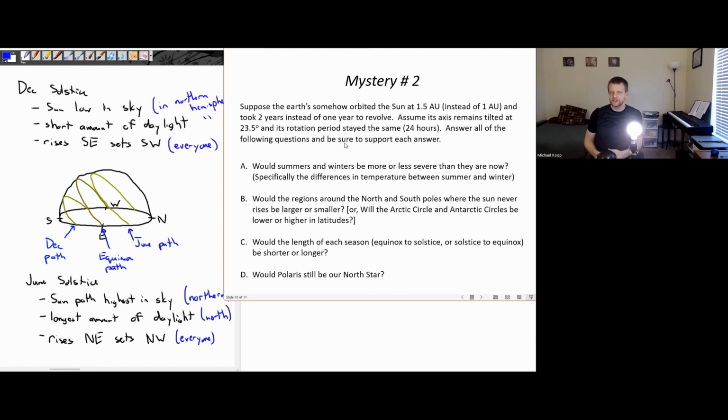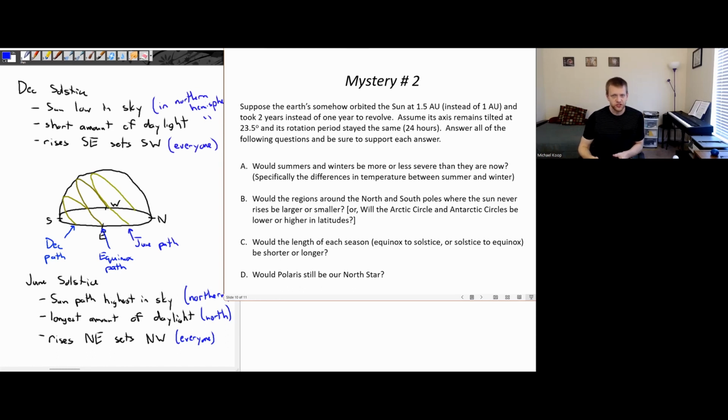Lastly, would Polaris still be our North Star? Let me get this one out of the way. Would Polaris still be our North Star? Well, let's think about it. We've got the Earth, its axis is pointing in that direction, but we're increasing the size of the orbit. We're moving it this way. So is the North Pole still pointing in that same direction?